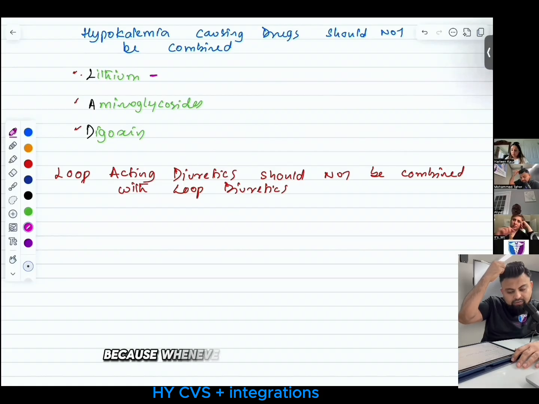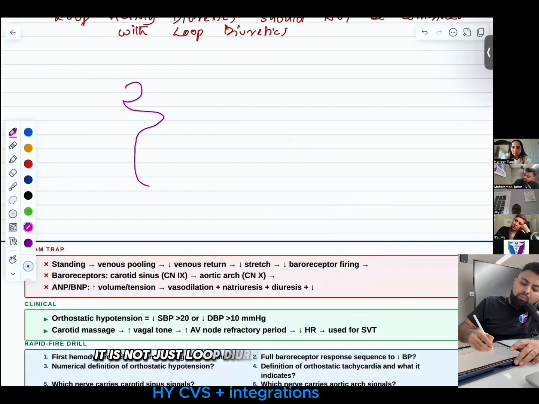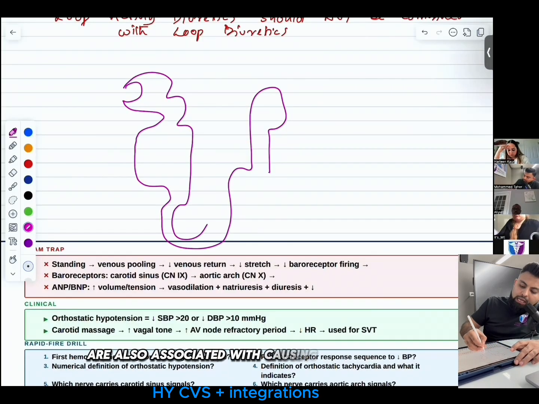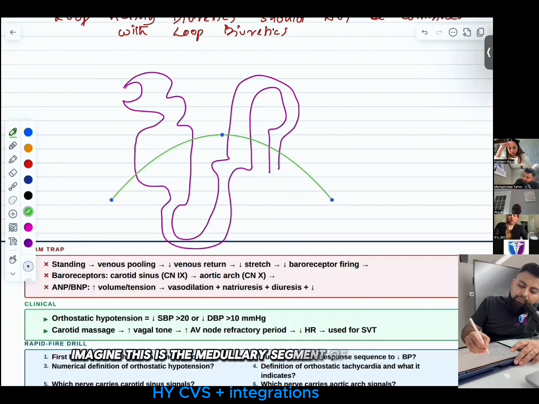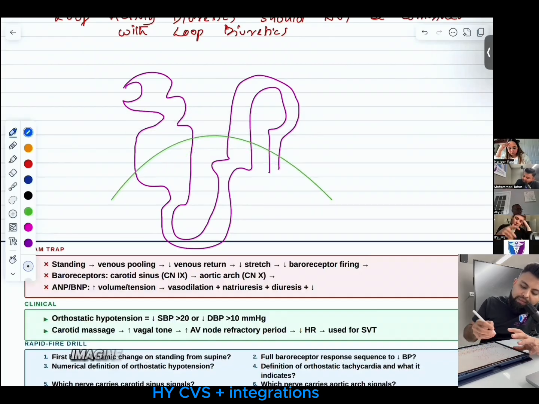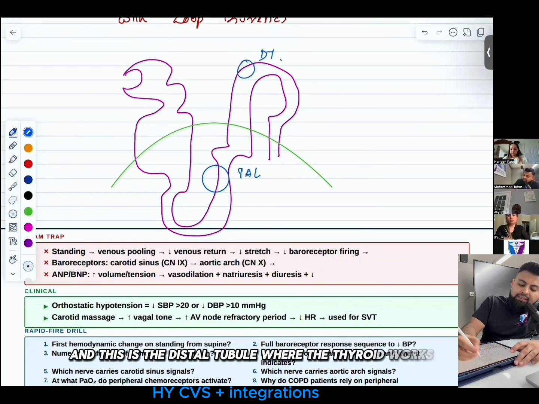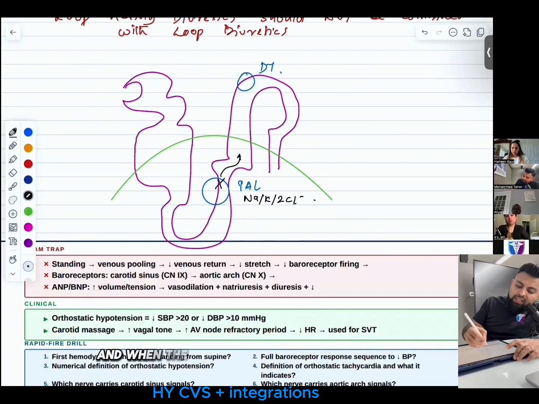Why? Because whenever we give a drug, remember, it is not just loop diuretics but also thiazides, because thiazides are also associated with causing hypokalemia. Now we see here, imagine this is the medullary segment of the nephron, whatever. But what we notice, imagine that this is going to be my thick ascending limb, hypothetically. This is the thick ascending limb, right? And this is the distal tubule where the thiazides work. But the point is that whenever I'm going to block this particular pump, I'm going to inhibit those sodium potassium 2 chloride pumps, right? And when the sodium is lost in the urine, right?